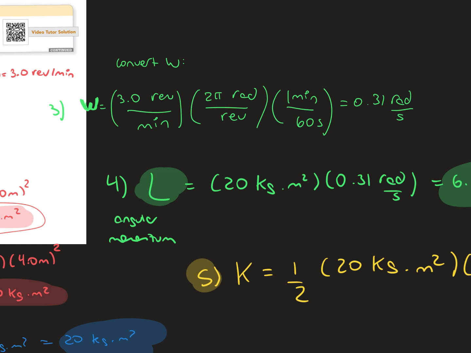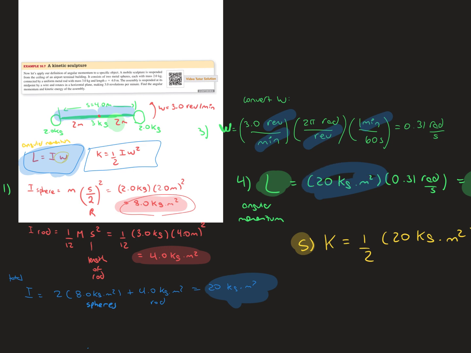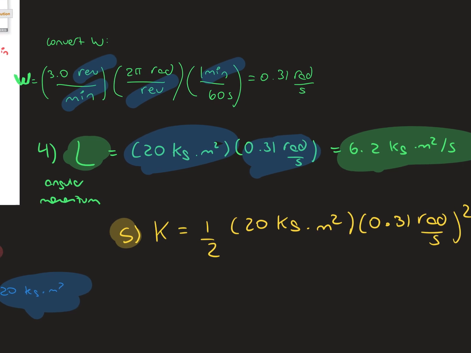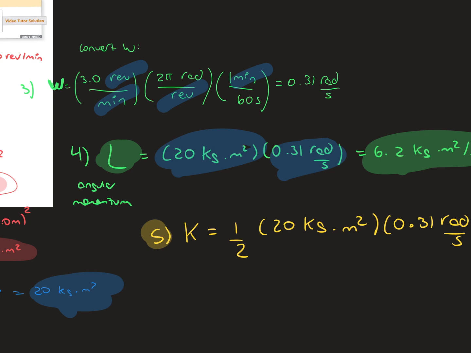Now to find the angular momentum, we first have to convert the angular velocity from revolutions per minute to radians per second, and that is what we did up here. We cancel out the revolutions, cancel out the minutes, and we get 0.31 radians per second. Now we can use the formula that we set up in the first place: the moment of inertia times the angular velocity. The total moment of inertia times the angular velocity should give us a result of 6.2 kilogram meter squared per second as our angular momentum.